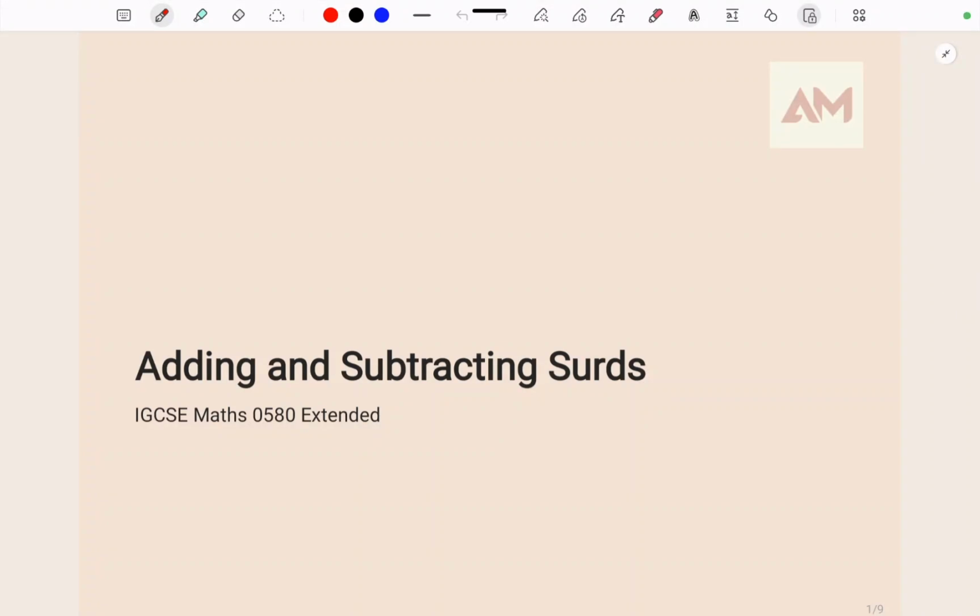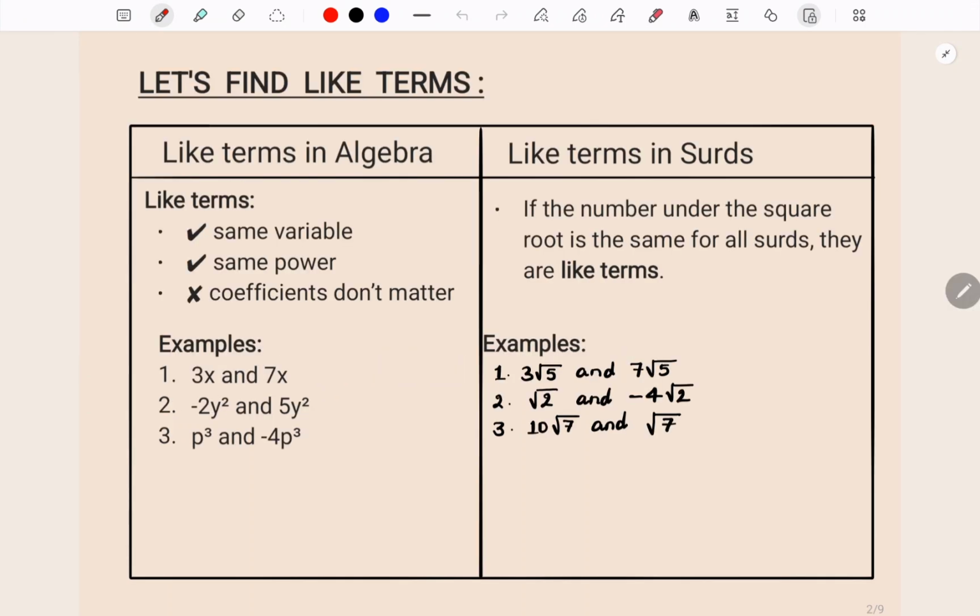Hello everyone. In this video, we will learn to identify like terms with regards to surds. We will also learn to add and subtract surds by taking some example questions. Let's start our discussion with like terms.